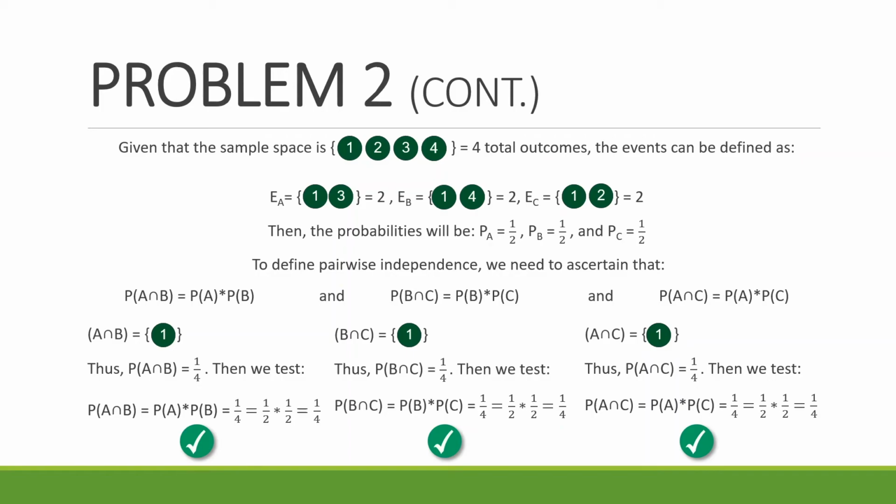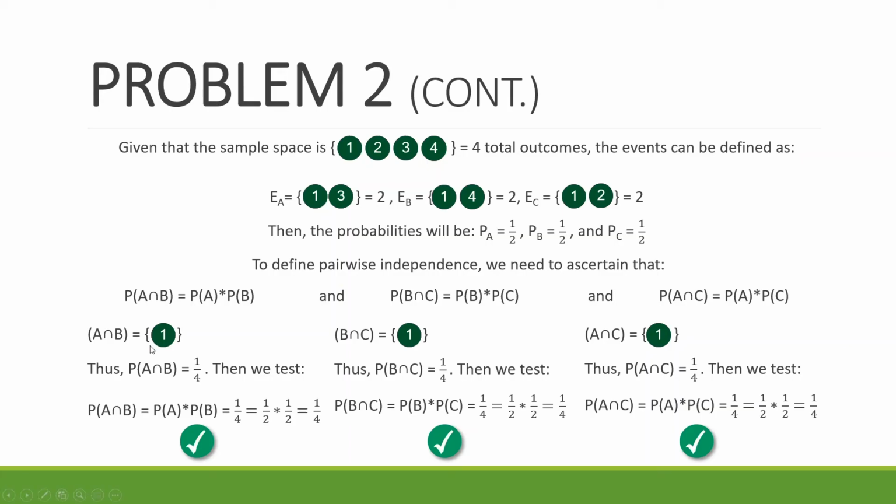So for pairwise independence, we need to ascertain that P of A and B equals P of A times P of B, and that P of B and C equals P of B times P of C, and that P of A and C equals P of A times P of C.